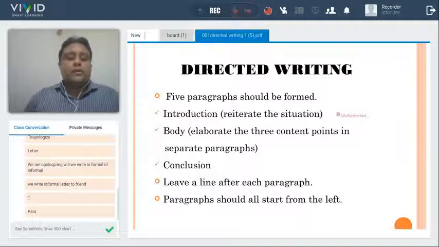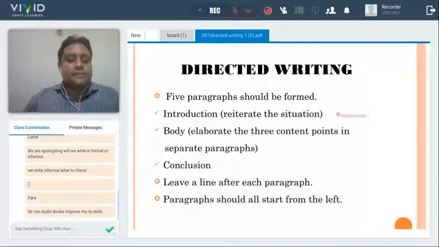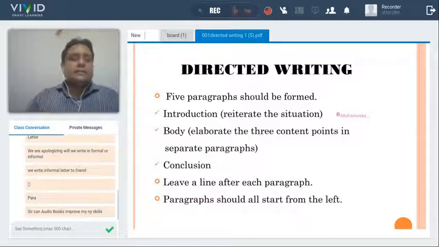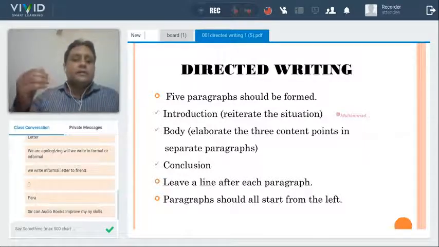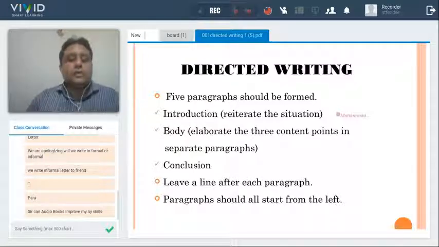Next thing that is important for us to consider is to leave a line after each paragraph. When we are done with the paragraph, we need to leave a line. That marks the starting of a new paragraph. Write a paragraph, leave a line, then start a new one. When you are done with the other one, then leave a line. The paragraphs are all left aligned, so you may choose to write the first sentence with the two fingers distance, with an indentation. This is what we call the two fingers distance.